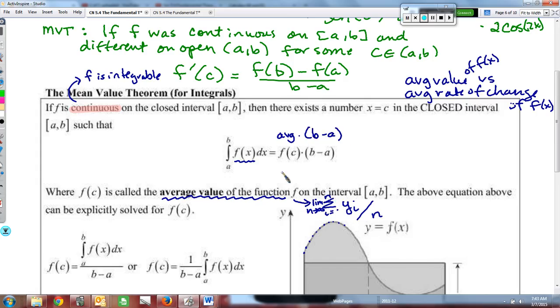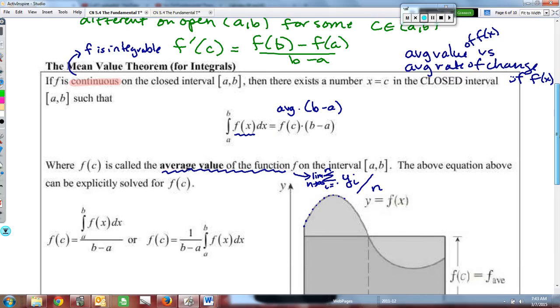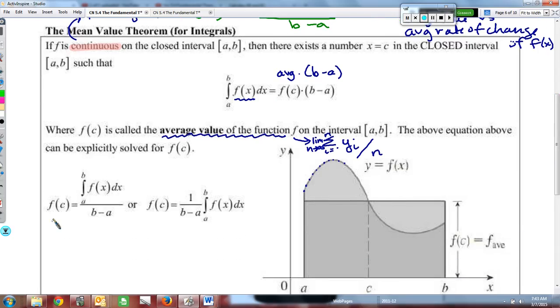Now let's see why that is. Now most of the time when we set this up, we actually prefer to have it solved for the average value. Now let's think about this sigma notation for this. This definite integral is the limit as n goes to infinity of the sum i equals 1 to n of f of c sub i times delta x. And then we're taking that whole thing and we're dividing it by b minus a.